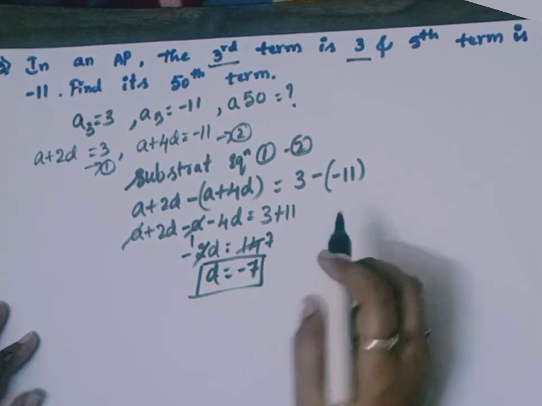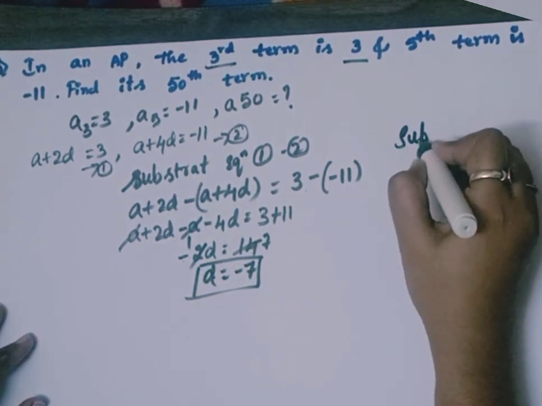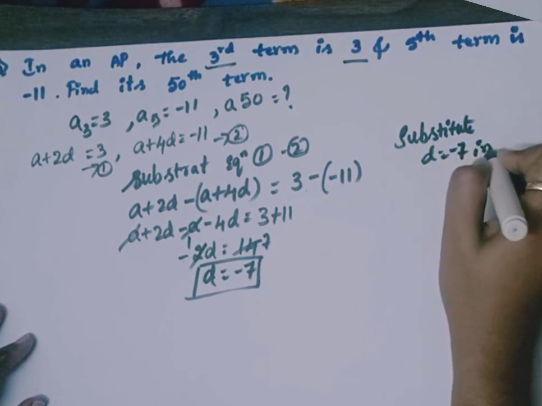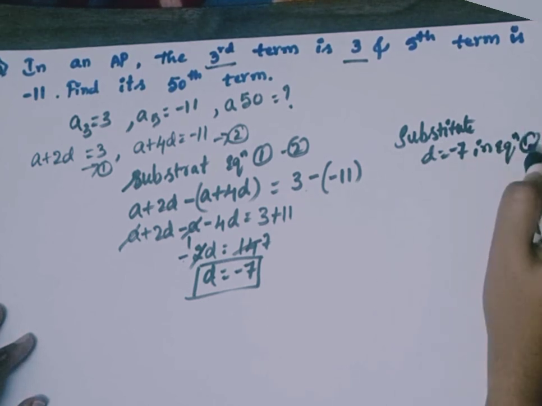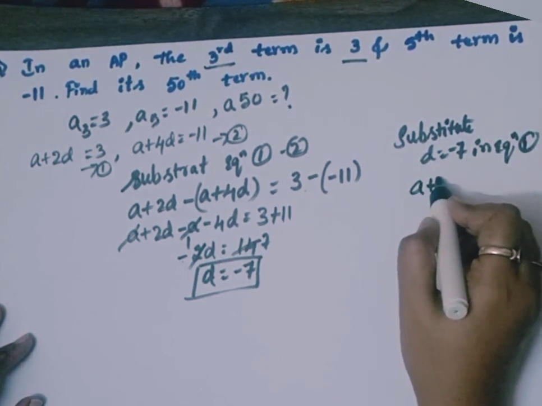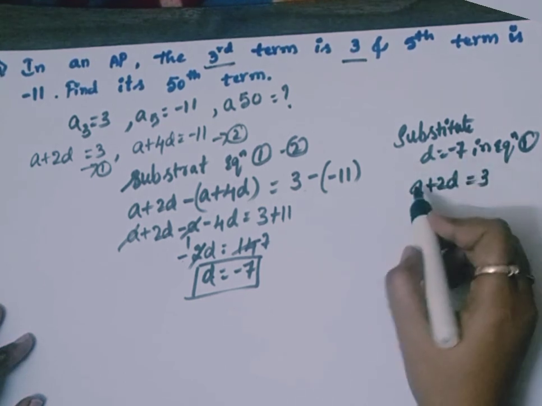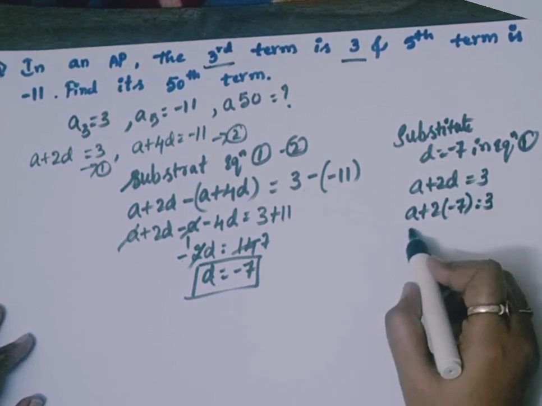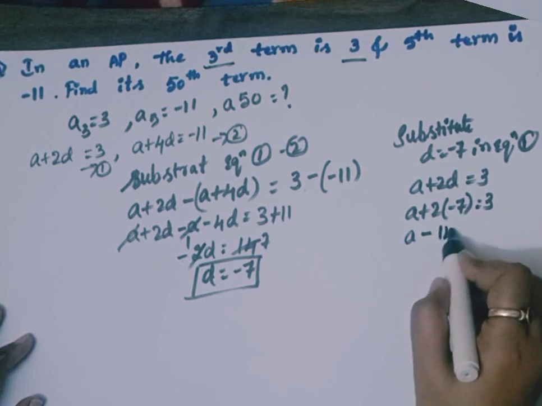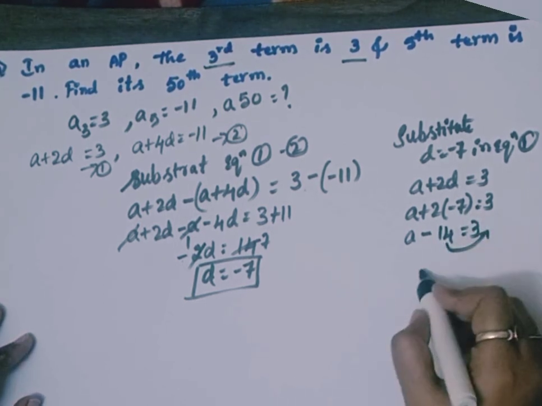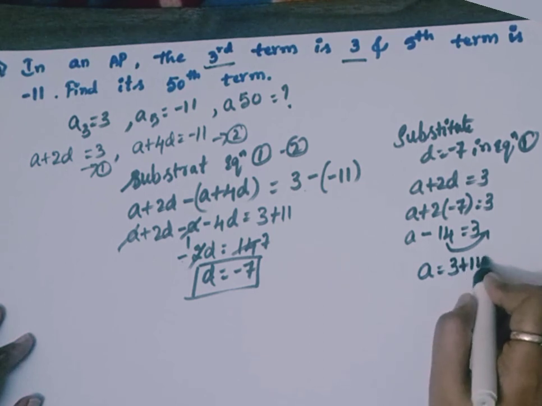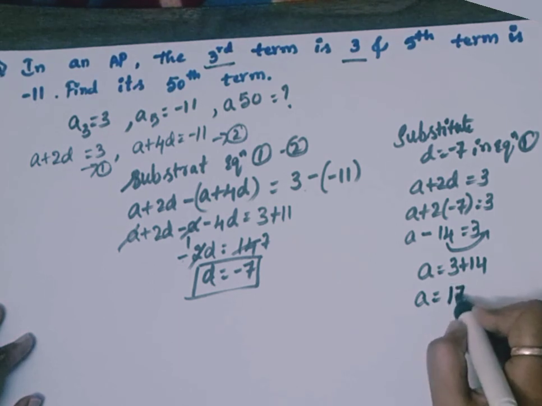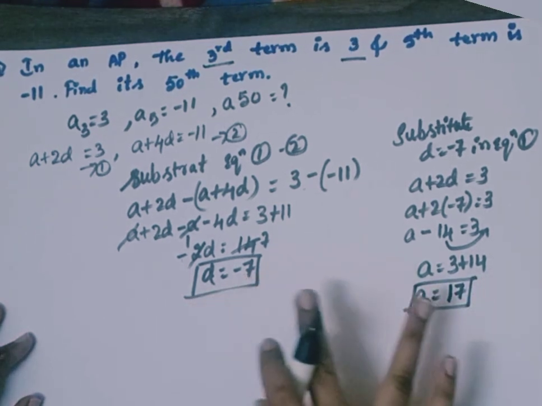Now I'll substitute this d value in any one equation. Substitute d is equal to minus 7 in equation 1; you can also substitute in equation 2. I get a plus 2d is equal to 3. We need to find a, so I'll substitute d as minus 7. Now plus into minus 7, 2 sevens are 14, so a minus 14 is equal to 3. I'll take minus 14 to the other side, so a is equal to 3 plus 14, which is 17. We found both a and d.